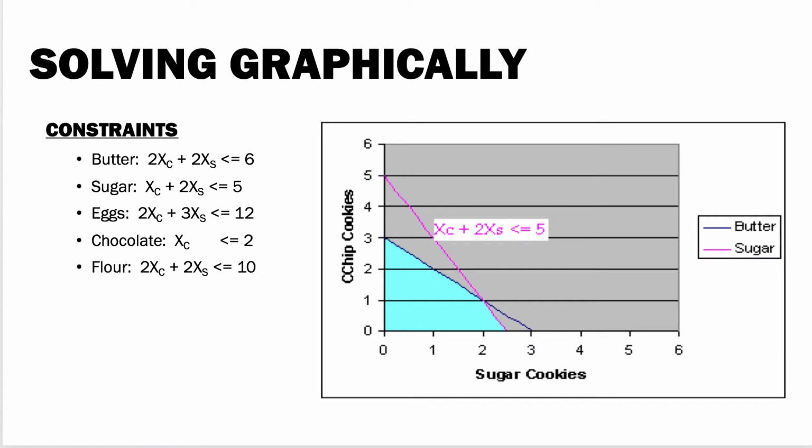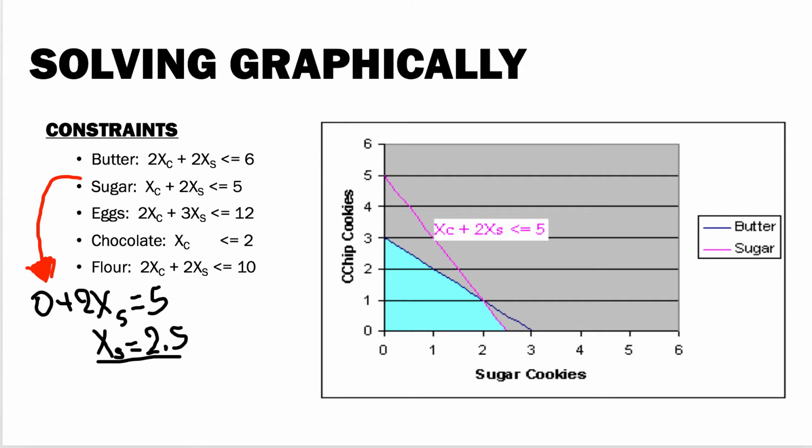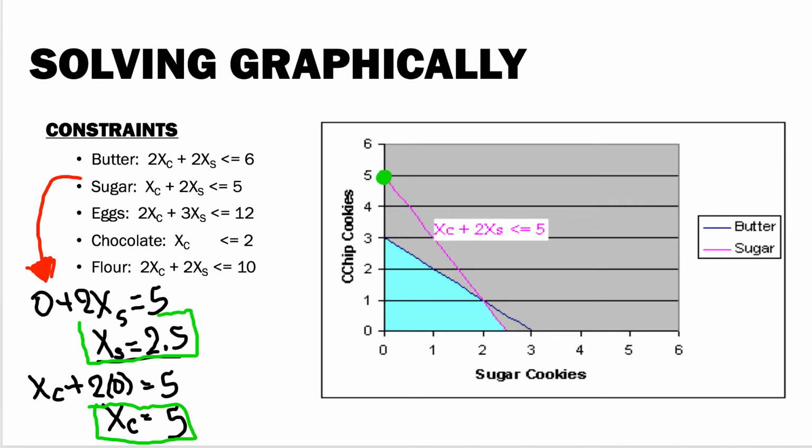Next, let's look at our sugar constraint. 0 plus 2xs equals 5, which means that xs equals 2.5. And then we do xc plus 2 times 0 equals 5, which gives us a chocolate chip cookie of 5. We want to plot the 5 here, and then plot the xs here, and then draw the line.